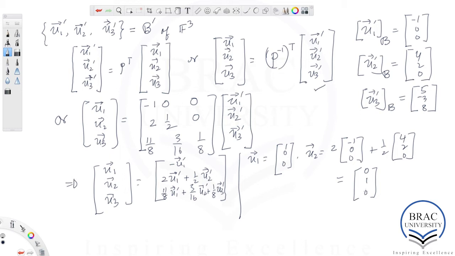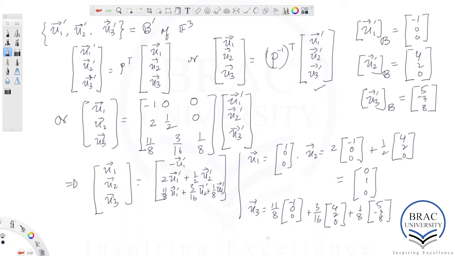Okay, so now u3 is equal to 11 over 8 u1 prime, and u1 prime is going to be minus 1 0 0, plus 3 over 16 u2 prime, which is 4 2 0, and then we have 1 over 8 times u3 prime, which is 5 minus 3 8.